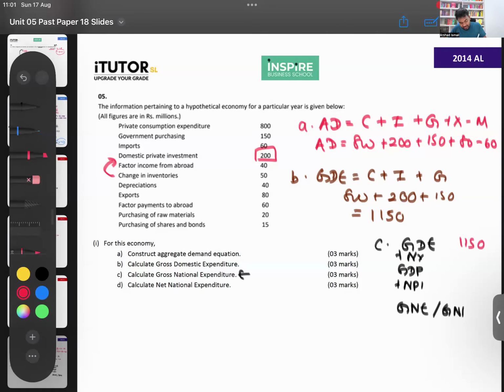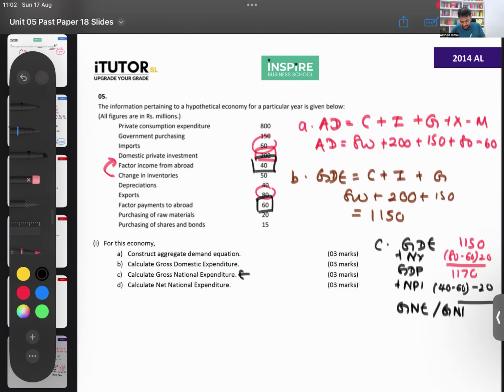So how much is my GDE? 1150. Net exports are how much? Exports are 80, imports are 60. So 80 minus 60, you get 20. Then GDP is 1170. Net primary income is here, factor income from abroad, factor payments to abroad. You have received 40, paid 60. So 40 minus 60, then you get a minus 20.